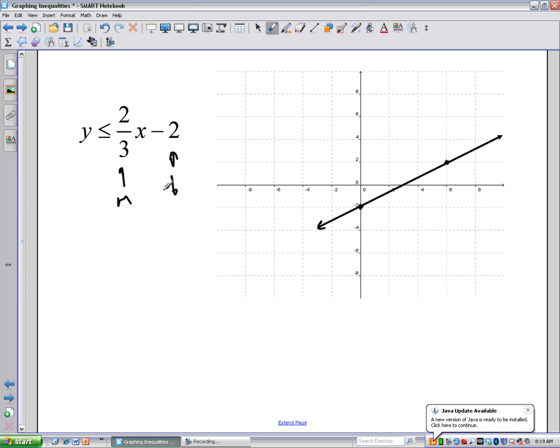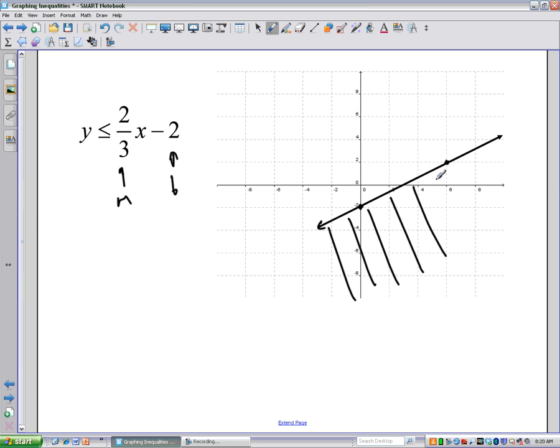So how is this different from graphing lines? How do I deal with this part? Well, this is where we're equal to 2/3 x minus 2. I want to know where we're less than or equal to. So I say anything below my line is part of the answer. The way we show that is we just do some shading. We shade in below the line.